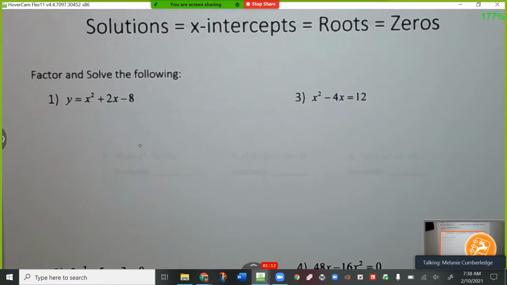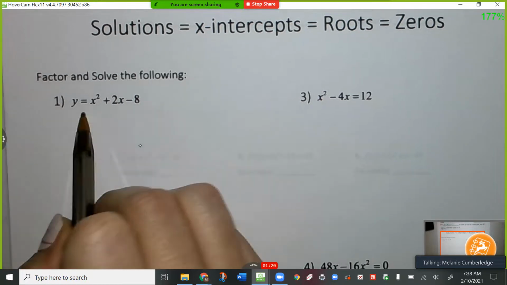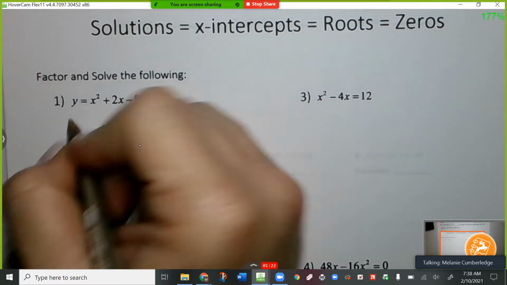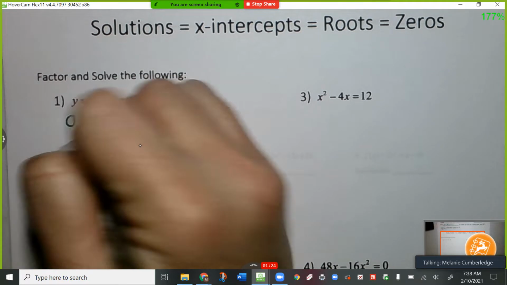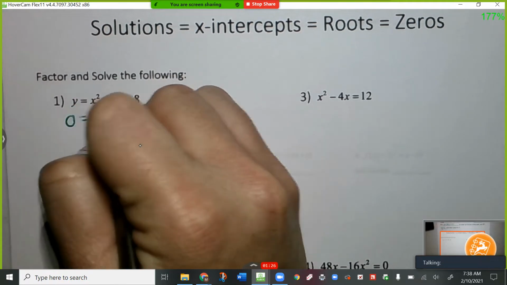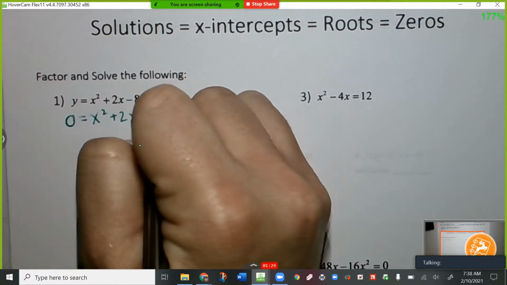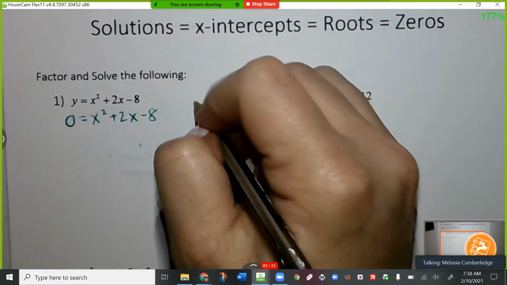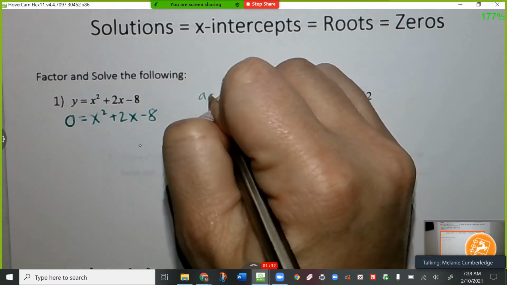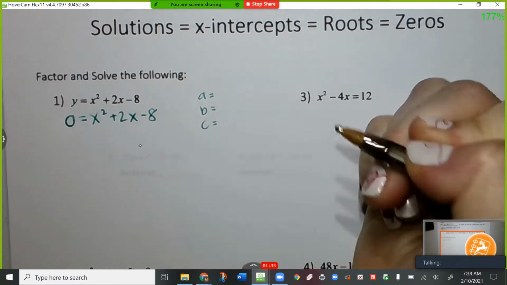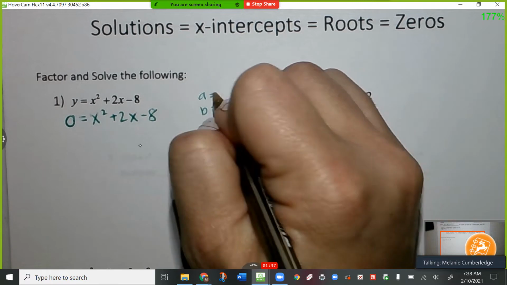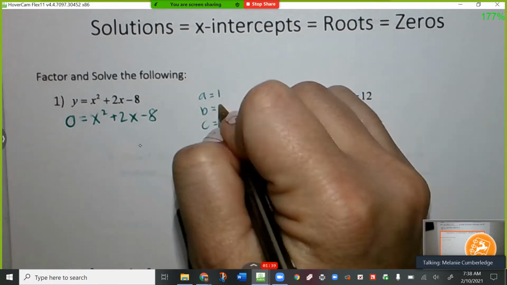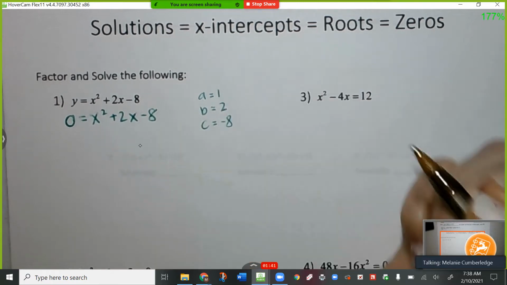Teaching. Okay, so we're still factoring today and tomorrow, but then next week we'll start doing other methods. We know that y needs to equal 0, and we know that we need to factor this, so I'm going to rewrite it. I'm going to factor: a equals, b equals, c equals. So a, when it's x squared, is just 1, b is 2, and c is -8.